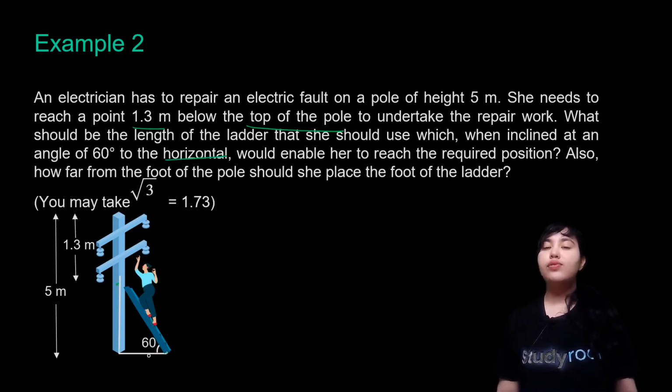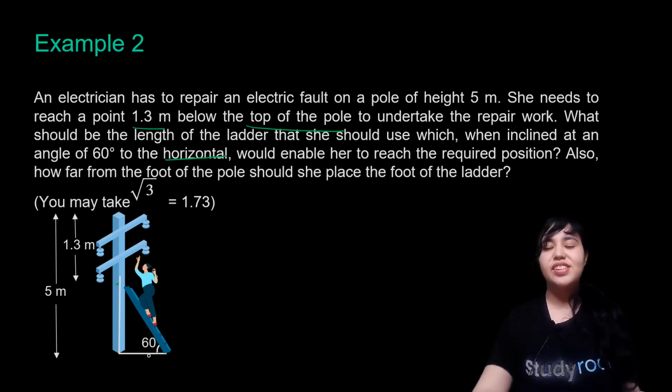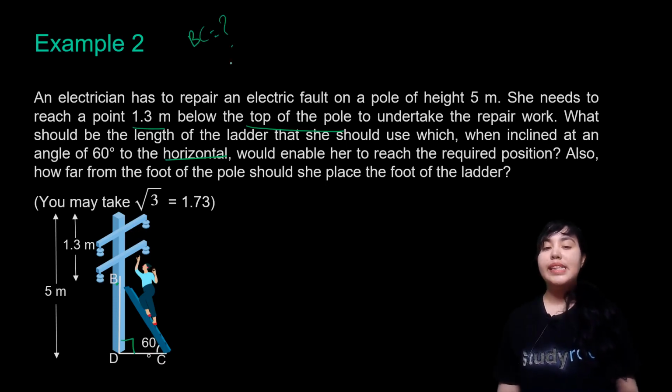So if this is the foot of your ladder, from here to this point, 1.3 meters below the top of this pole, this is your line of sight. Horizontal level is your ground level, so this angle is 60 degree. And can you visualize a right angle triangle over here? In addition to BC, you also need to find out this distance DC. Basically how far from the foot of the pole she's going to place the foot of the ladder. So how do we do this? So basically we are considering this triangle BDC.